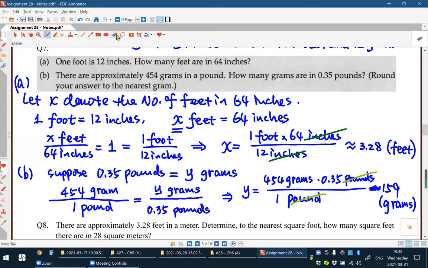Okay, for the first question, I made a mistake. This is not 3.28. This is actually 16/3 feet, right? Okay. For the second one, we use approximation. It's approximately 159 grams. Right? Any questions?